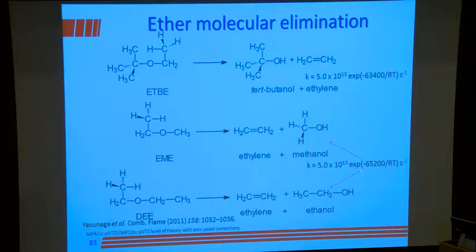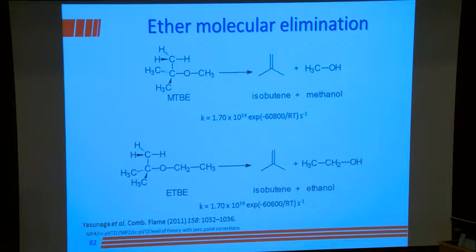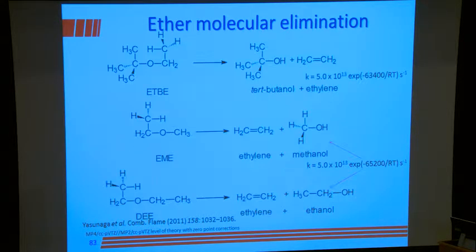So the rate constant is lower than it was for the formation of isobutene and methanol and ethanol in the case of MTBE and ETBE. So you would think maybe that the reactivity of these fuels, ethyl methyl ether and diethyl ether, should be then maybe possibly lower than those. But they were obviously faster.